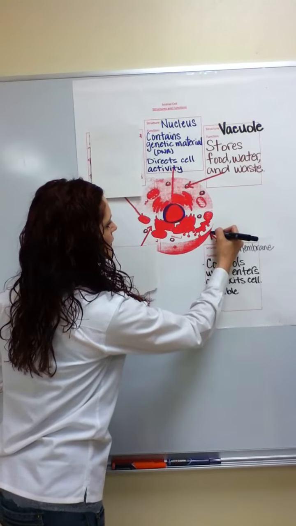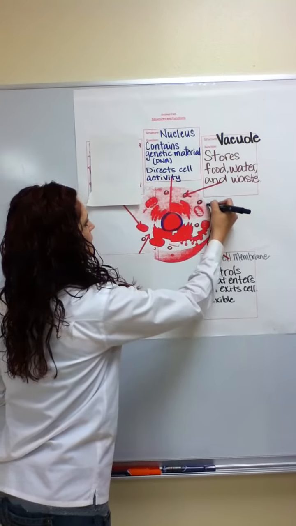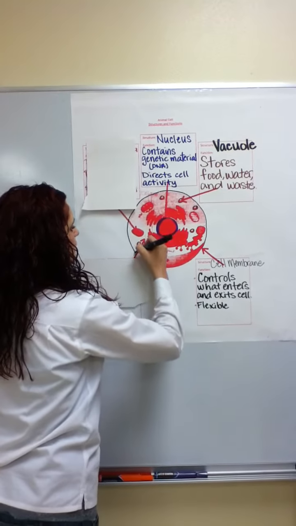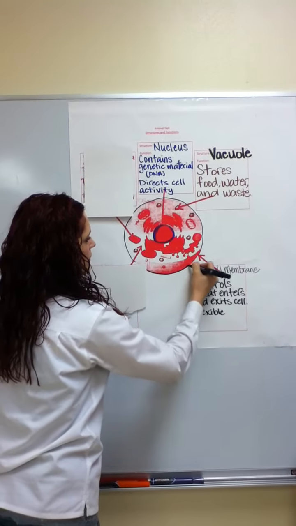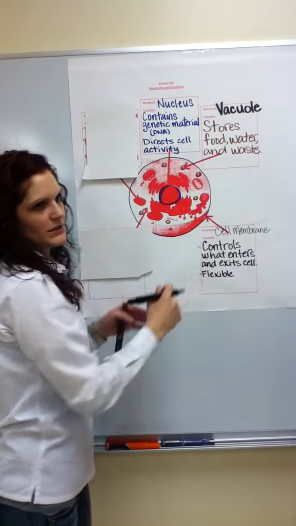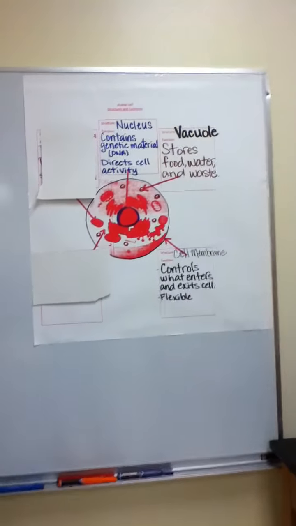It's pointing here. So basically, it looks kind of thin to me. Yeah, it is thin. And it's just going to cover the whole cell. It controls what goes in and out of the cell. It's like the passageway. And it's flexible, which is why animal cells are sometimes different shapes, because the cell membrane can mold to fit whatever area it's in.